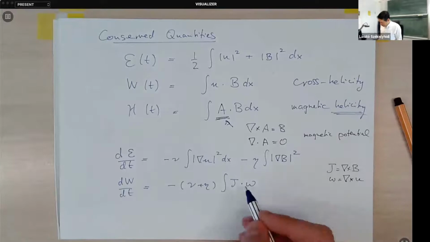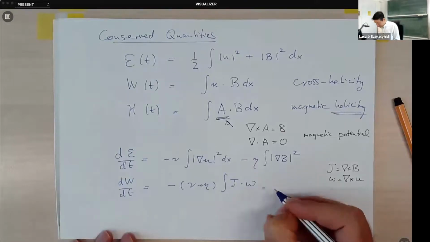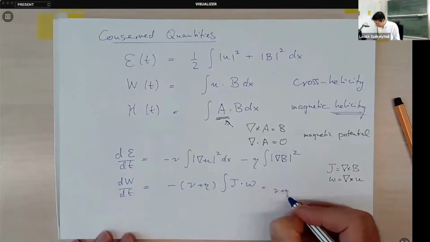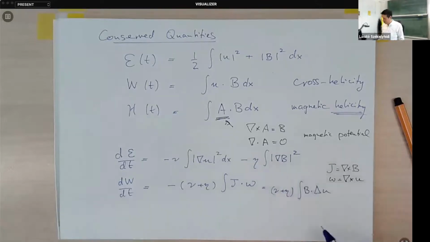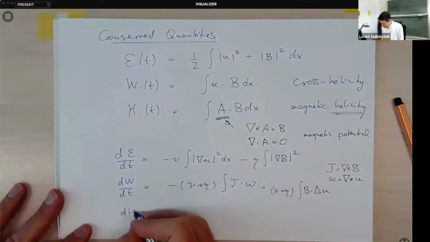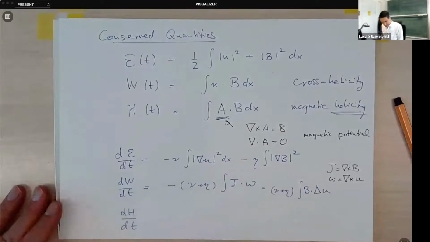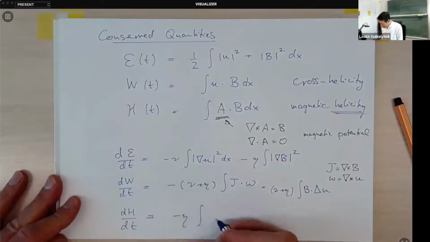So it's the current times the vorticity. And of course, you can write this by just integration by parts in the form B dot Laplacian of U or U dot Laplacian of B. And the change in time of the magnetic helicity is given by minus eta times J scalar product with B.